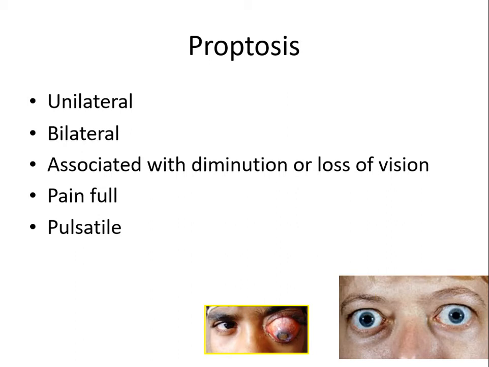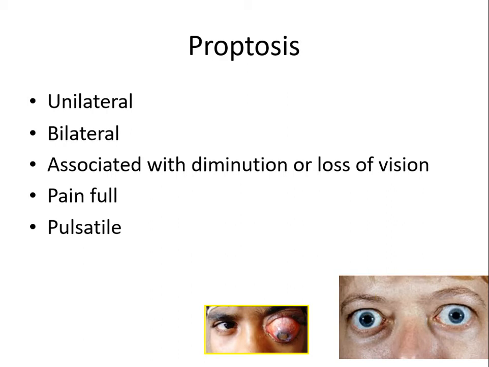So you have to go into the details in the history whenever a patient complains of proptosis, whether it is unilateral, bilateral, whether diminution of vision is associated with it. If it is there, then you have to ascertain whether diminution of vision occurred first and then proptosis appeared, or proptosis appeared first and then diminution of vision, or both simultaneously, diminution of vision, pain, and proptosis occurring together. It occurs in cavernous sinus thrombosis and orbital cellulitis.